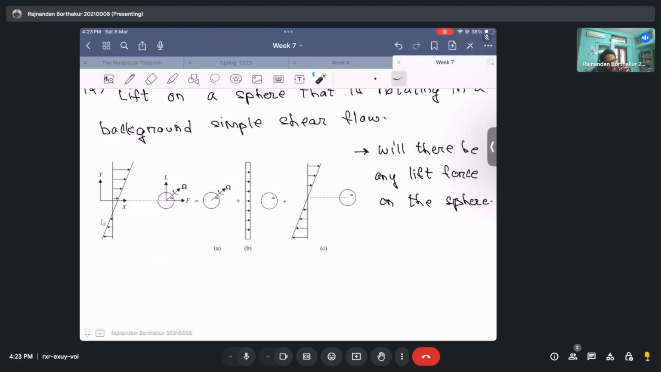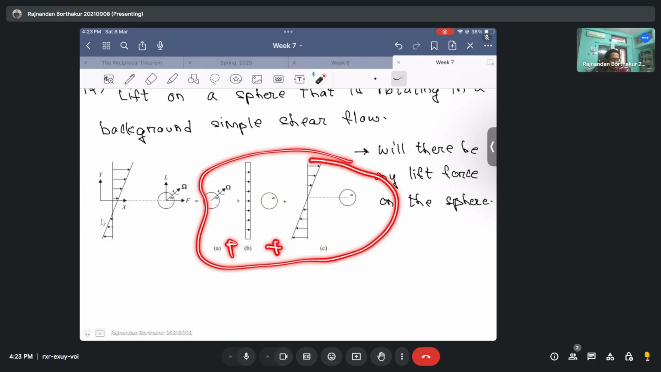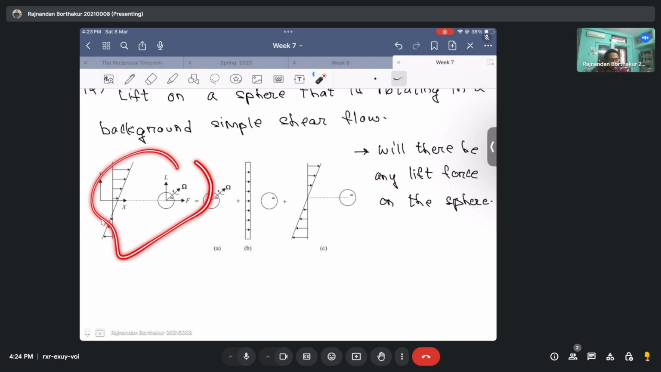The simpler problems that I have decomposed into are: a sphere which is rotating in a stationary fluid, plus a stationary sphere in a uniform flow, plus a shear flow which shares the same center as that stationary sphere. These are the three simpler problems into which I will decompose the actual problem. If you just club these three problems together, you end up getting the same original problem that we are essentially trying to solve.